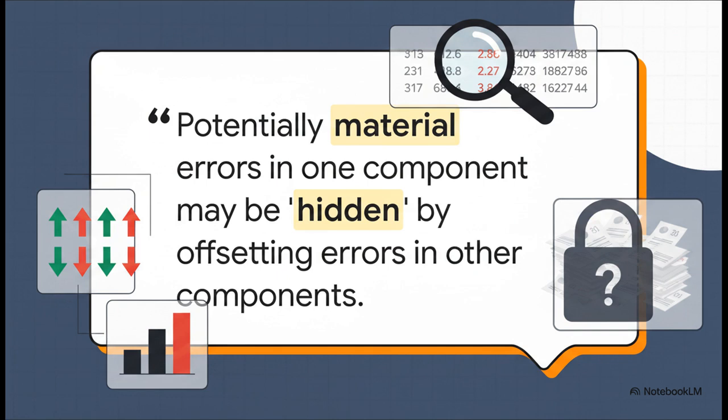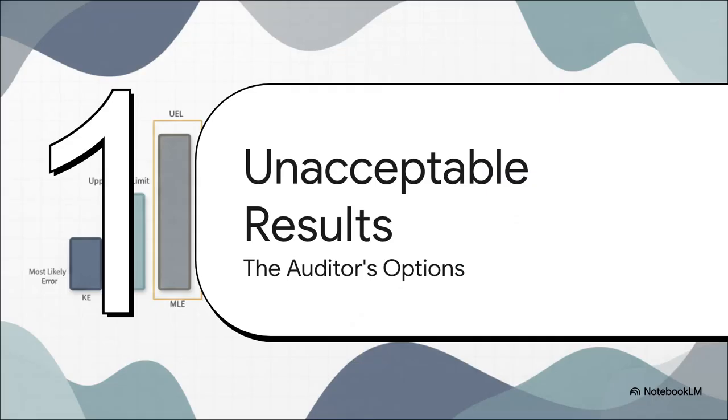If you just netted everything together without looking at the individual pieces first, a huge material overstatement in one area, like our production costs, could get canceled out by an understatement somewhere else. You'd end up with a final number that looks perfectly fine, but you would have completely missed a massive problem hiding in plain sight. So, you've done the math, and you found an unacceptable result. What now? You can't just pack up and go home. The FAM lays out a very clear set of options for what an auditor has to do next.